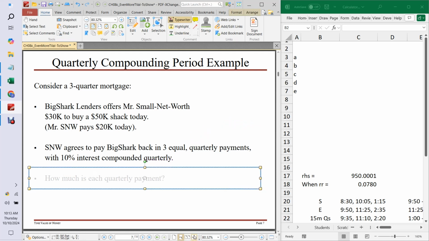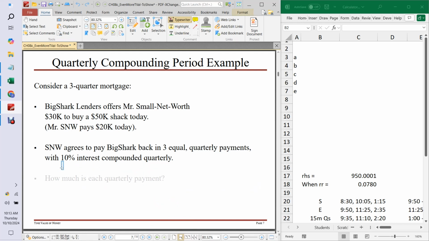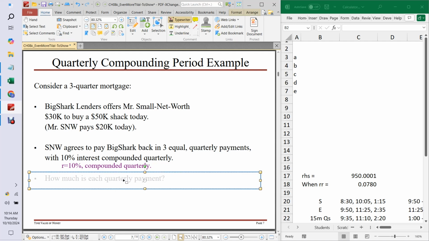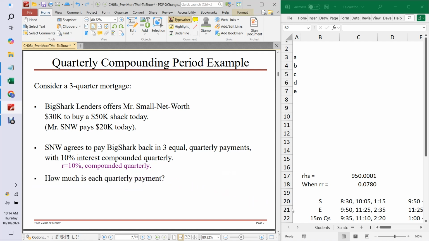So this is, let me just write this down in our nice mathematical way. So we have R equals 10%. We'd say it like this, compounded quarterly. And we want to know how much would each quarterly payment be. So this is very similar to what we did with Mr. Small Net Worth previously, assuming we were measuring time in years and we had annual compounding.